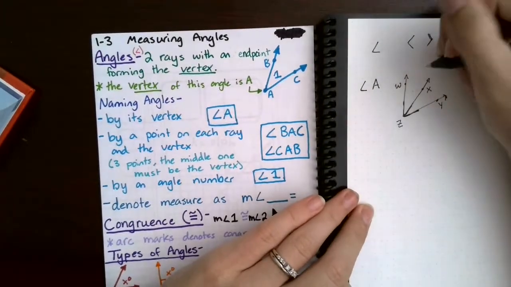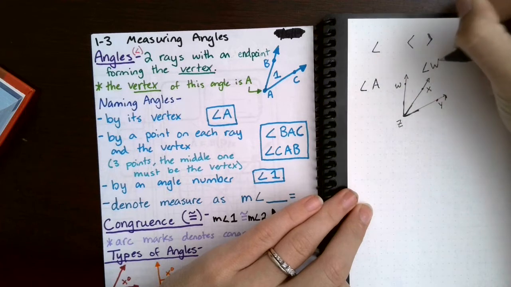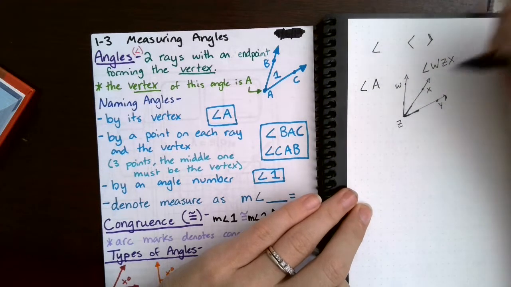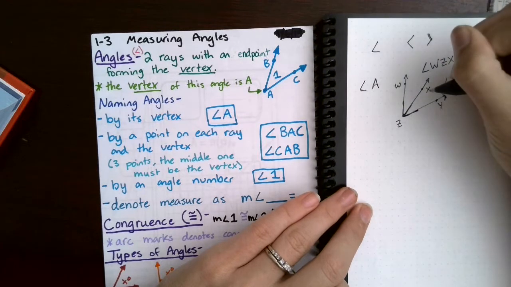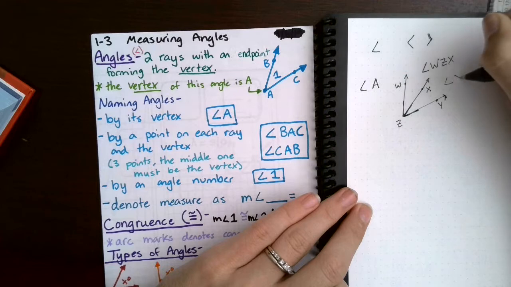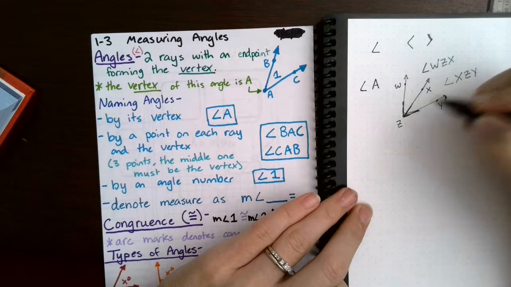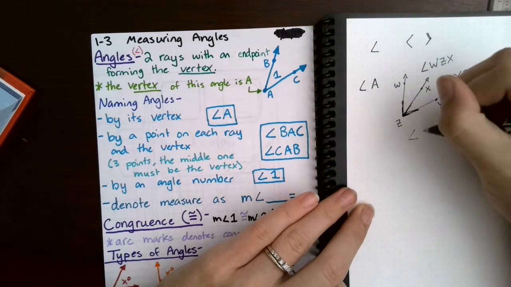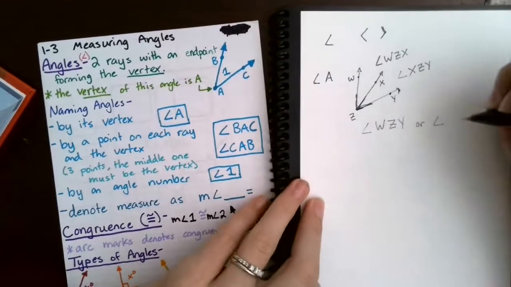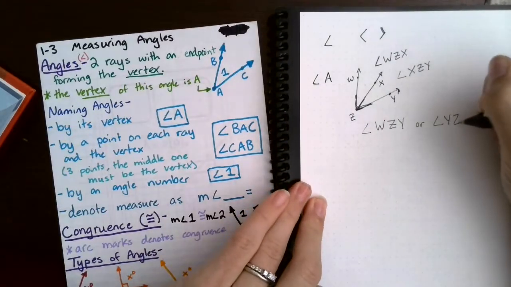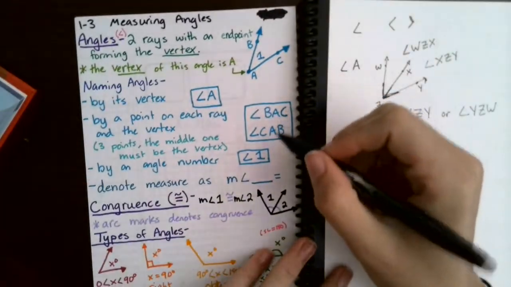So this is very important for this angle. So I can call this angle WZX. Remember the vertex is that central angle, or the center letter. And then I can call this one angle XZY. And then I could call this larger one that encompasses those two, I can call that angle WZY, or even angle YZW. So that's a very important reason as to why we can name them this way.